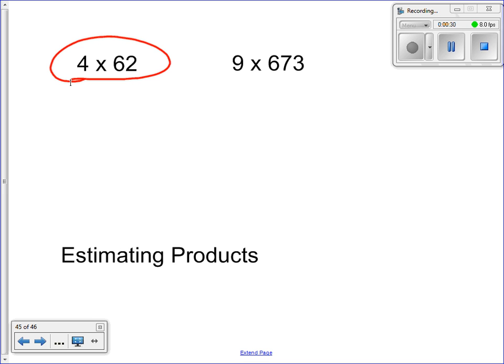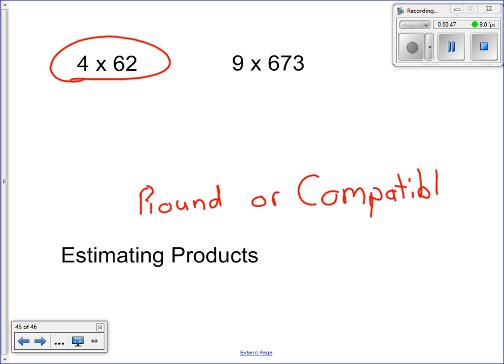Now, when we estimate, we have two options. We can round, or we can use what we call compatible numbers. As most of you realized in class today, compatible numbers is a little bit harder to work with. So most of the time I suggest we just round to find our answer. But remember, what you are comfortable with is what you should use. So let's take our problem, 4 times 62.